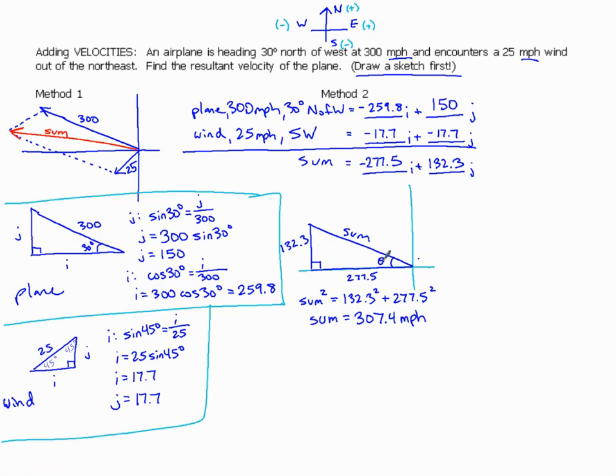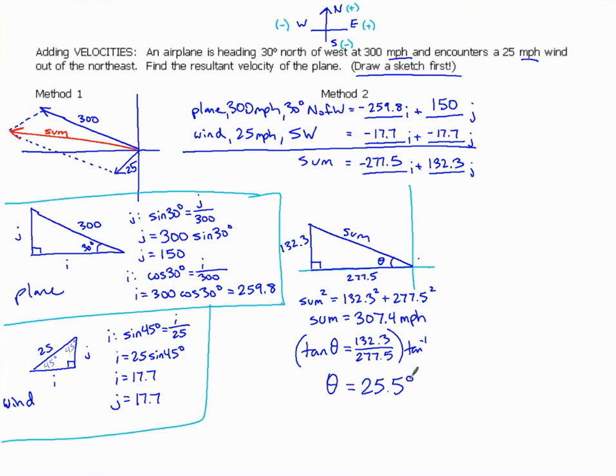For theta, we have an opposite side and we have an adjacent side, which would be tangent. So if we said tangent of theta equals the opposite, 132.3, over the adjacent, 277.5, we would take the inverse tangent and we find that theta equals 25.5 degrees.